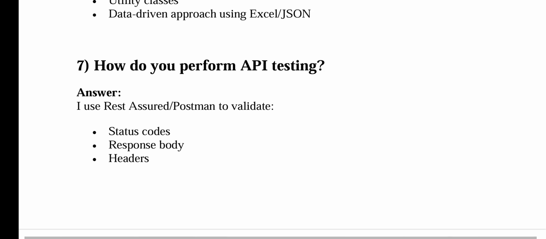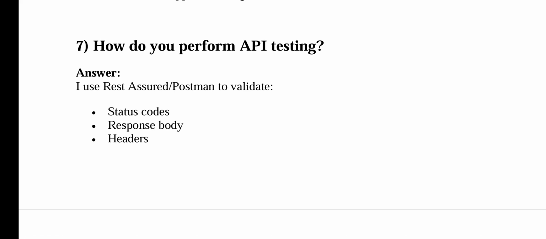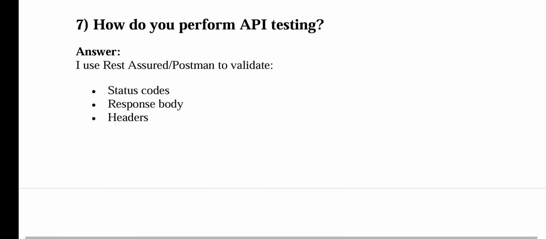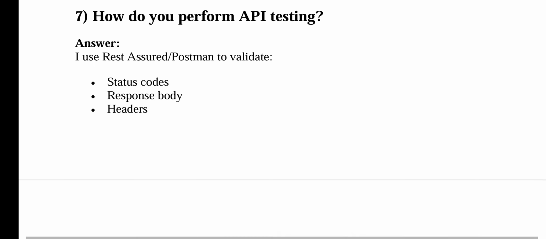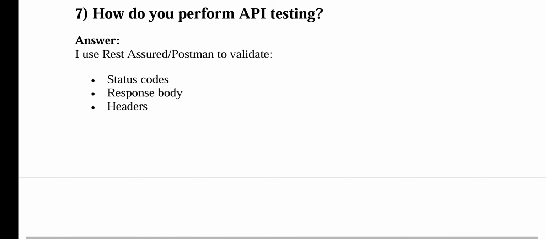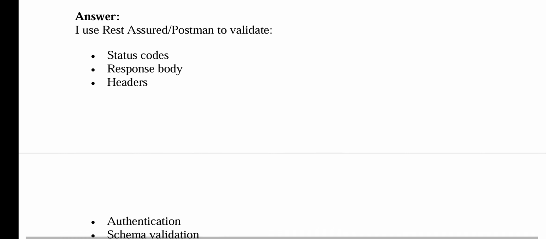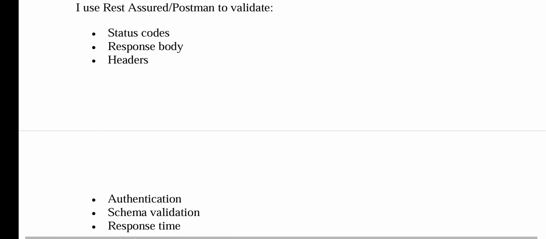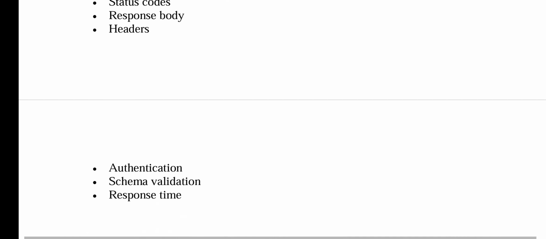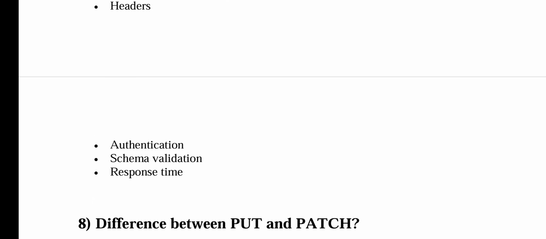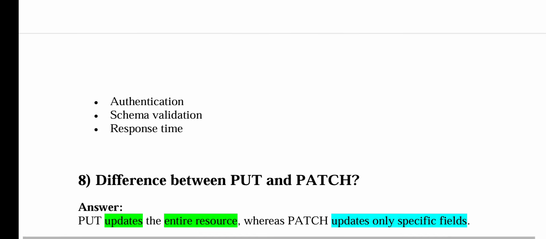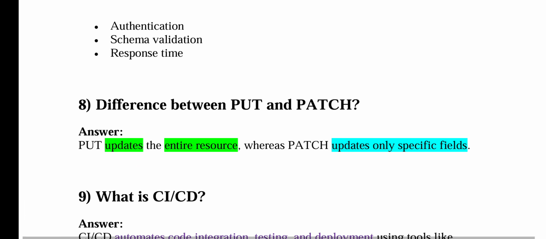Okay, and then how do you perform API testing? You can tell, I use Rest Assured for API automation and Postman for manual API validations to validate status codes, response body, headers, authentication, schema validation, and response time. Okay, so this is how you can give the interview ready answer.